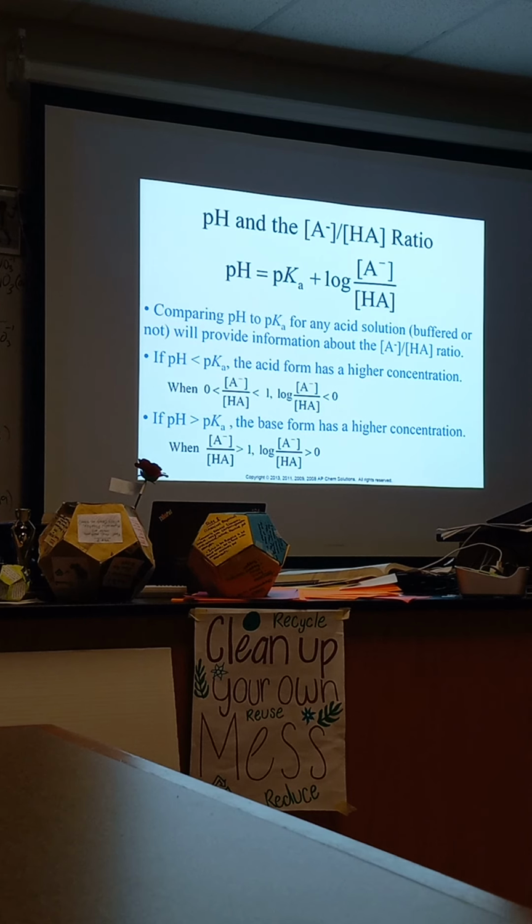So guys, let's explore some things here about pH and the A to HA ratio. Comparing pH to pKa for any acid solution, buffered or not, will provide information about the A minus to HA ratio. If pH is less than pKa, the acid form has a higher concentration. If pH is greater than pKa, the base form has a higher concentration. Nifty information to know.